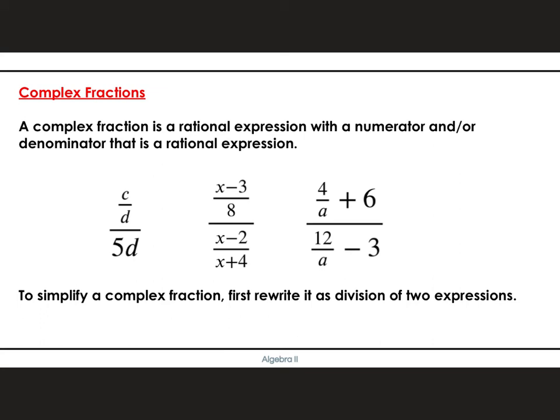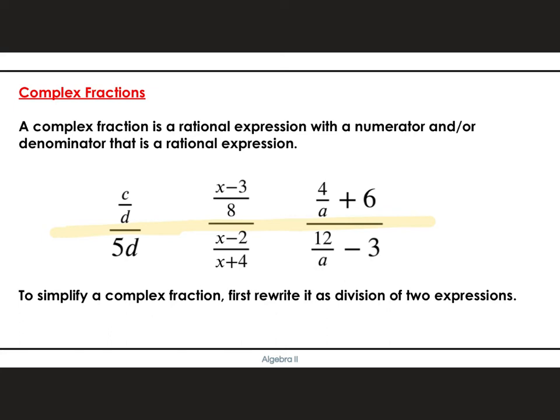So a complex fraction is a rational expression with the numerator and/or denominator that is a rational expression. So basically a complex fraction is going to be a fraction within a fraction. So here are some examples of complex fractions. And so what I'm going to do is take my highlighter and go over it just a little bit thicker so that you can see I have this as my actual fraction bar, and I'll do it all the way across. This is my actual fraction bar, so I can see that I have C over D as another fraction within the fraction in the first one.